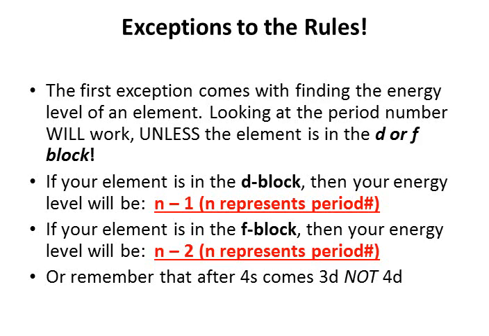There are exceptions though. So exceptions to the rules. So that means this is the part that will be tricky. The first exception comes with finding the energy level of an element. Looking at the period number will work unless the element is in the D or F block. So if your element is in the D block, then your energy level will be N minus 1. So N represents the period number, so that would mean period number minus 1. If your element is in the F block, then your energy level will be N minus 2, where N represents the period number.